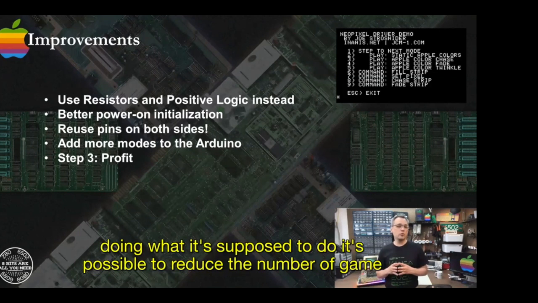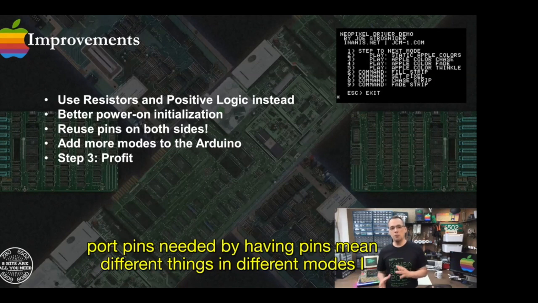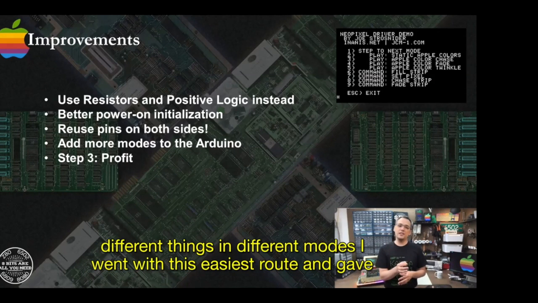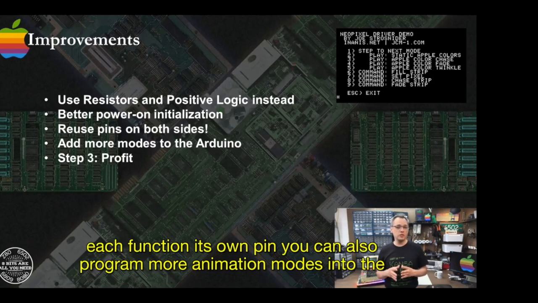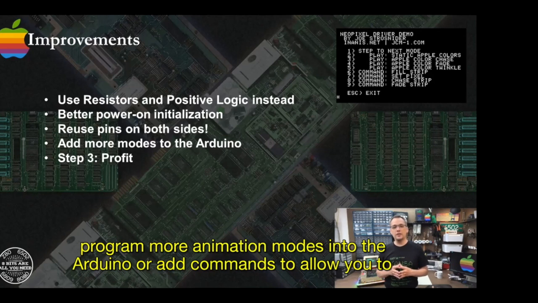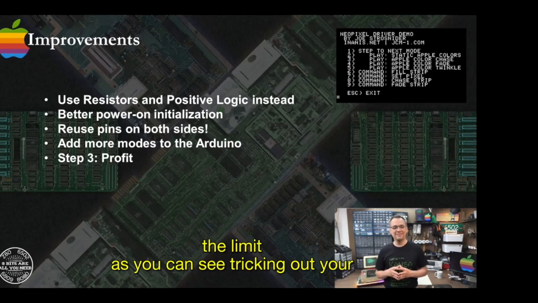It's possible to reduce the number of Gameport pins needed by having pins mean different things in different modes. I went with the easiest route and gave each function its own pin. You can also program more animation modes into the Arduino, or add commands to allow you to change chase and fade rates. The sky's the limit.